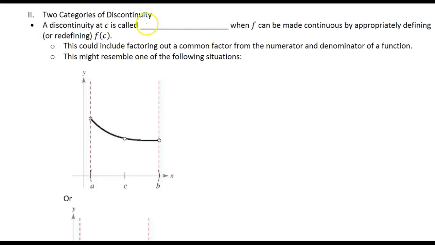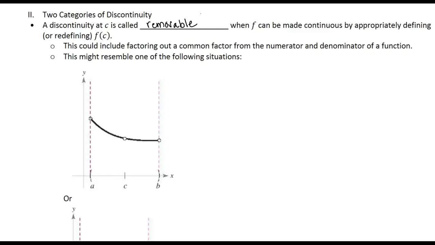So a discontinuity at c is called removable when f can be made continuous by appropriately defining or redefining f of c. So this could include factoring out a common factor from the numerator and the denominator of a function. This is similar to that dividing out technique that we talked about earlier. It could also be something like the rationalizing technique, if you can take algebra, or just redefining a piecewise function and saying one small change makes this graph continuous at that point, then that's a removable discontinuity.